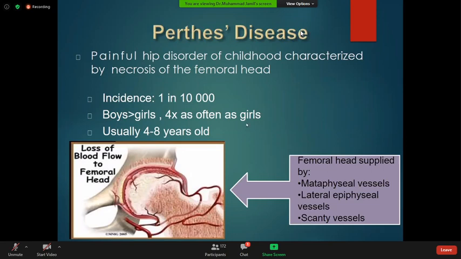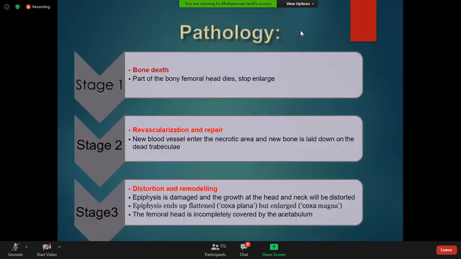It occurs 4 times as often in boys as in girls. Usually 4 to 8 years. The affected age is 4 to 8 years of age. When the patient comes with pain around the hip at 4 to 8 years of age, we should suspect Perthes and evaluate for Perthes.